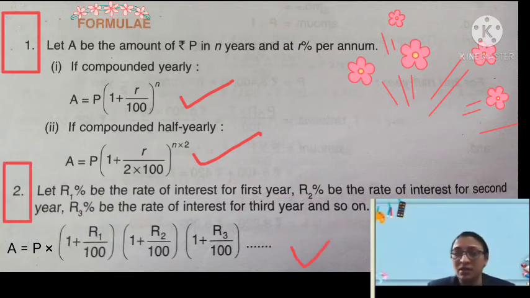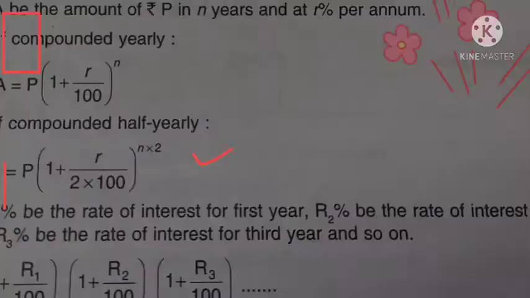In the second case here, let R1% be the rate of interest for first year, R2% be the rate of interest for second year, R3% be the rate of interest for the third year, and so on. Then amount can be calculated as principal into 1 plus R1 upon 100 into 1 plus R2 upon 100 into 1 plus R3 upon 100 and so on.